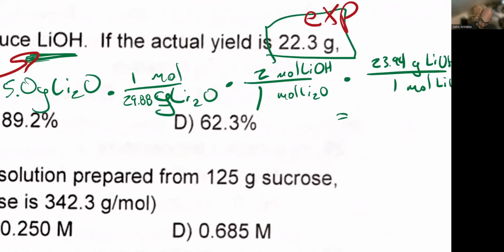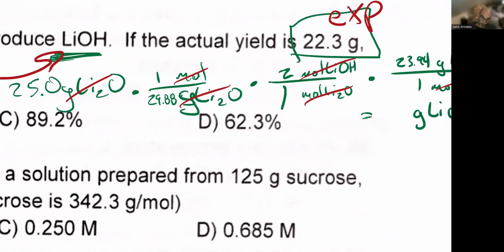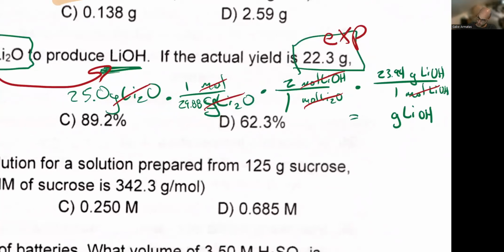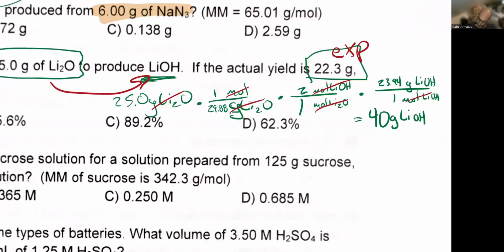Let's do units first. Grams of lithium oxide cancels, moles of lithium oxide, moles of lithium hydroxide. So we should end up with grams of lithium hydroxide at the end. And so with that said, it is going to be 25 divided by 29.88 times 2 times 23.94 gives me about 40 grams of lithium hydroxide.